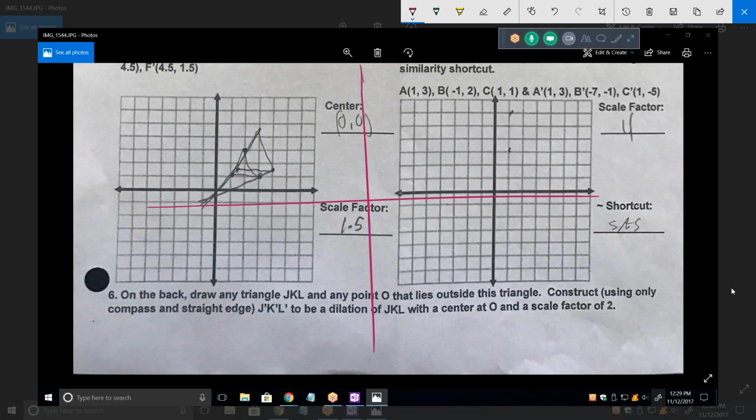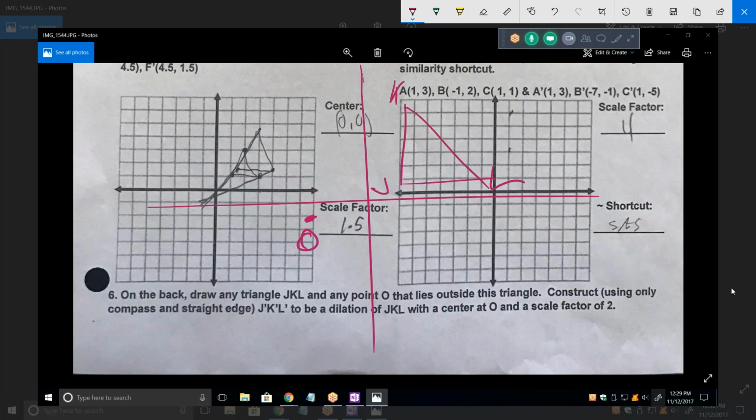Well, let's draw a triangle, first of all. We'll call it J, K, L. And any point that lies outside the triangle, well, how about that point right there? O. Construct using only a compass and straight edge the new triangle to be a dilation of this with center at O.